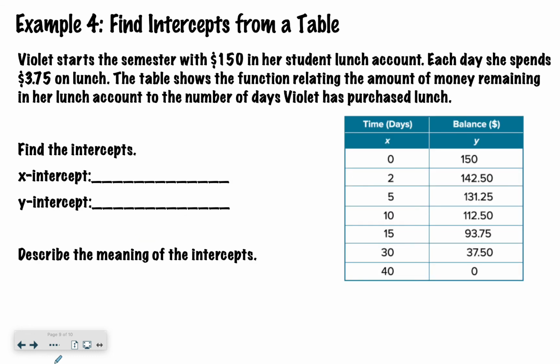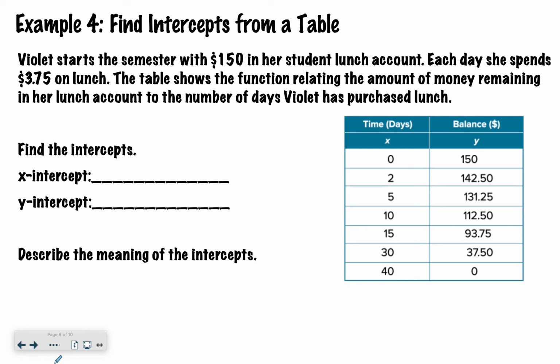Let's move on to our last example for today's lesson. Violet starts the semester with $150 in her student lunch account. Each day she spends $3.75 on lunch. The table shows the function relating the amount of money remaining in her lunch account to the number of days Violet has purchased lunch. Find the intercepts.